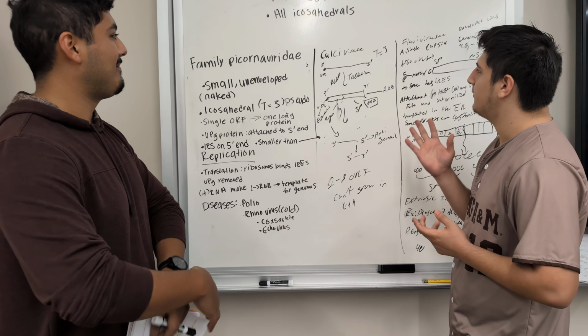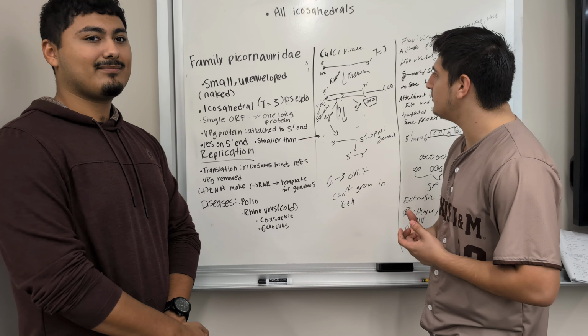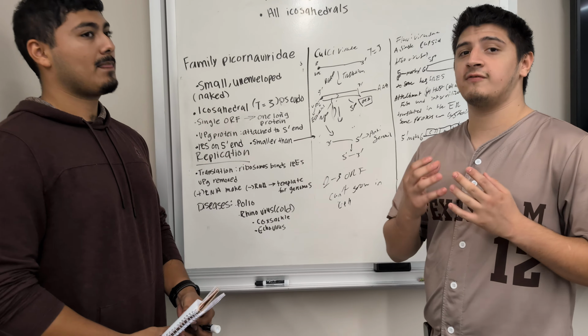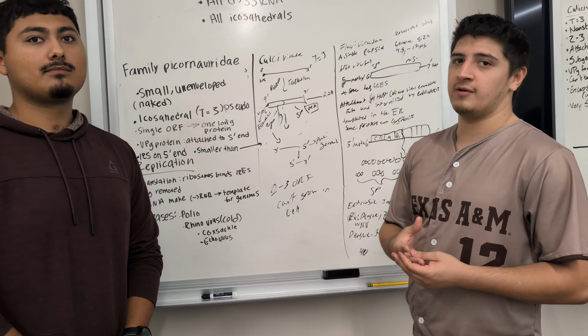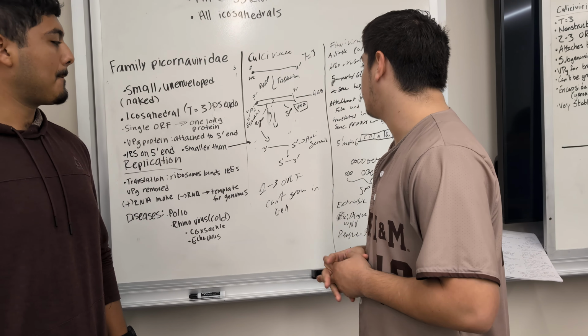So then we have your caliciviridae. Caliciviridae is also a T3 icosahedral, which is 180 capsid proteins. So the way the caliciviridae replicates in the cell is that it needs to use a VPg protein as a primer. Without that primer, you won't be able to translate your non-structural proteins and your structural proteins.